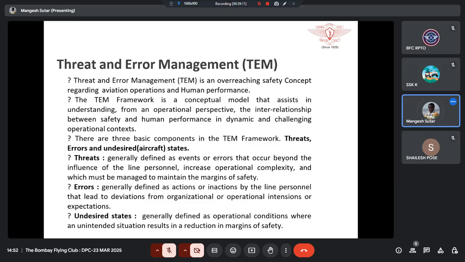See, there are some situations which are beyond your control. Pilot human performance: if the pilot goes mad and crashes the drone into the power line tower, then you can't help it. It's all human error. So that's about the threat and error management topic.